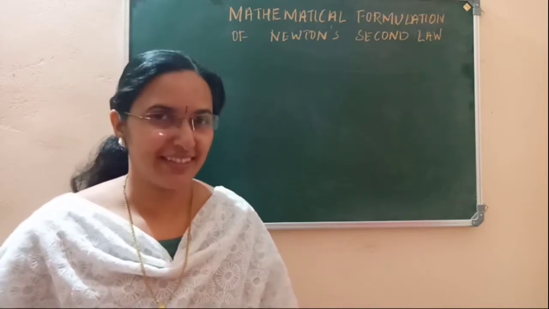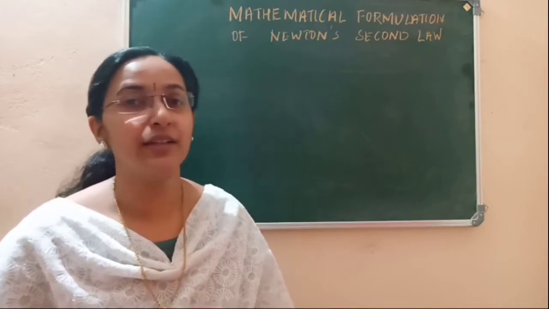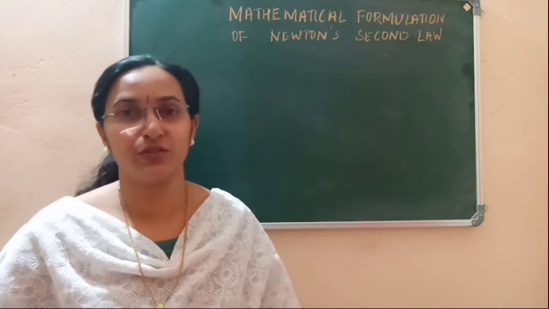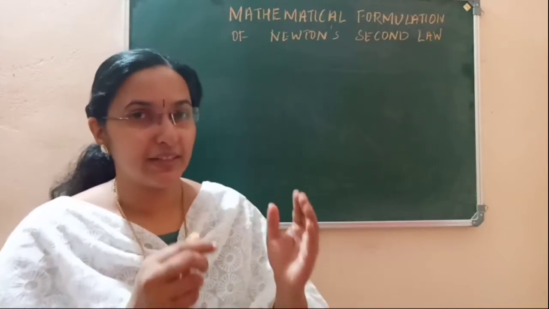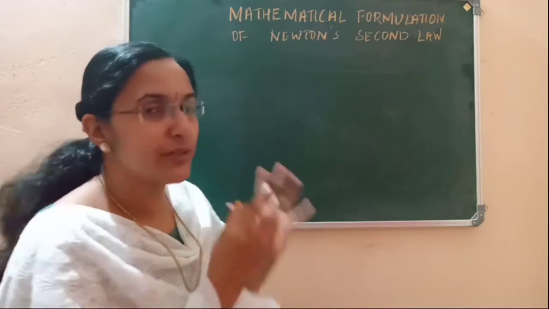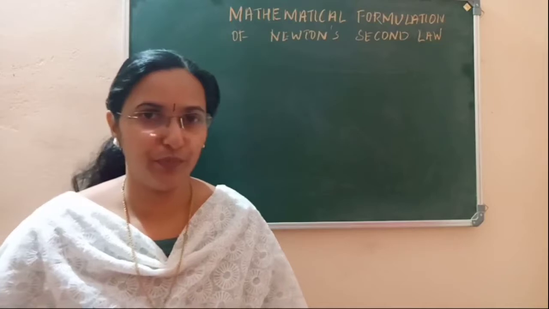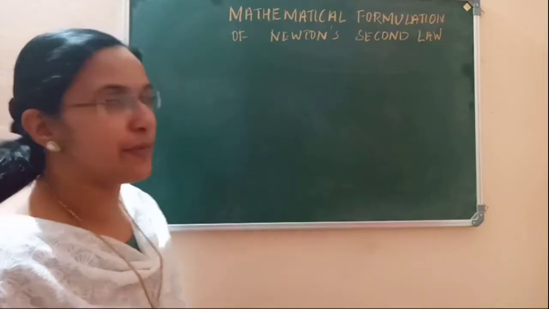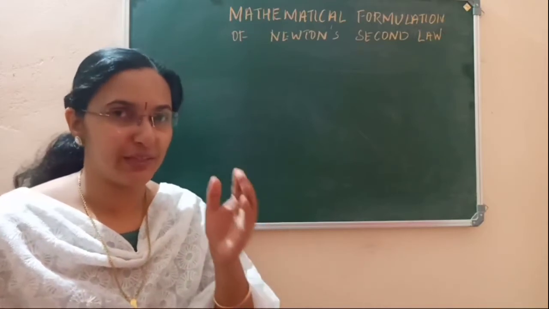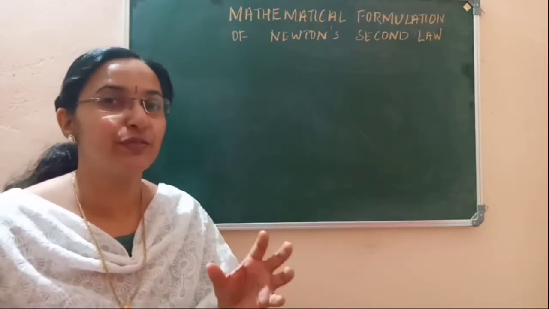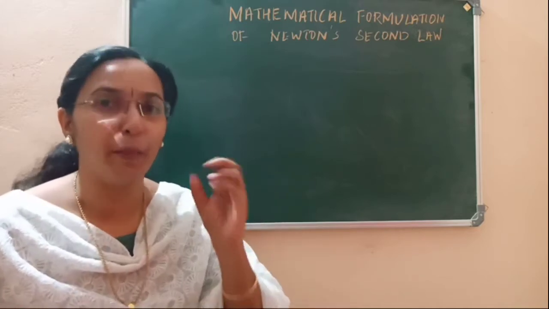Newton's second law states that the rate of change of momentum is directly proportional to the unbalanced force that is applied externally. Here we are going to change this law into an equation, that is, a mathematical form. Therefore, the first step is the rate of change of momentum. We divide this: the rate of change of momentum is the change in momentum, and change in momentum comes from momentum itself.